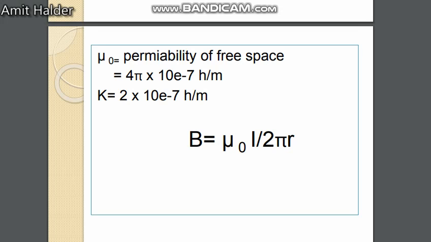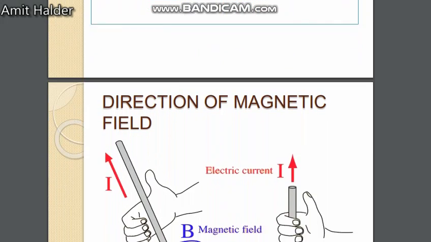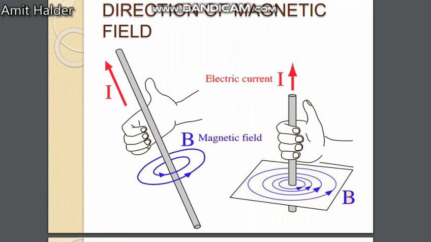Now the direction of the magnetic field: if it is an electric current, the magnetic field will be circular like this alongside the wire. That is the main part of the statement of the Biot-Savart law.